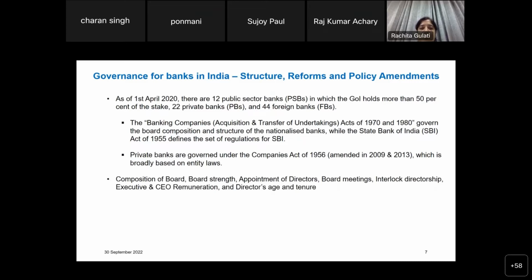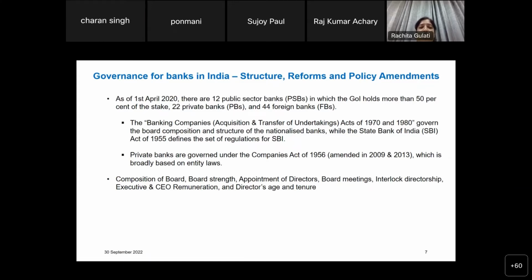The governance structure for the public sector banks, specifically for the nationalized banks, is governed by the Banking Companies Acquisition and Transfer of Undertaking Acts of 1970 and 80, whereas the State Bank of India Act of 1955 defines a set of regulations for the SBI. The private banks are mainly governed under the Companies Act of 1956, which was recently amended in 2013, and broadly based on the entity laws.